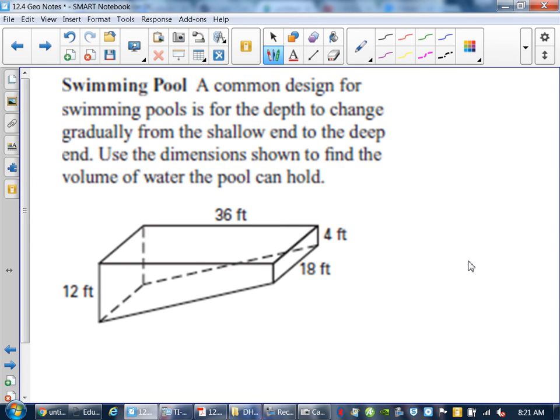All right, ladies and gentlemen. A common design for swimming pools is that you start at one end and the depth just changes gradually to the other. Find the volume of said pool. So take a minute or so and figure it out. Use your formula sheet if you forgot certain formulas.